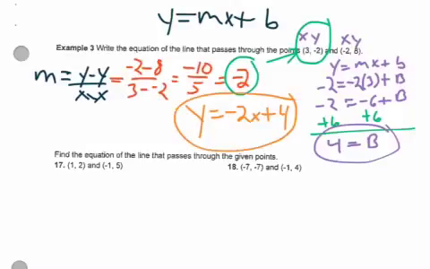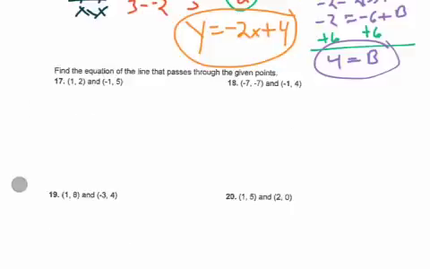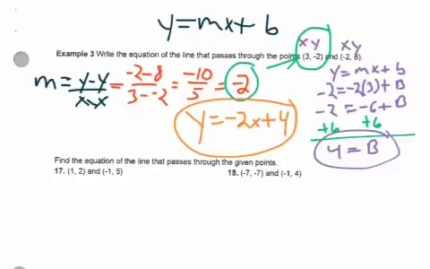Okay, so you're just going to basically do the same thing with all the rest of these. Do y minus y over x minus x, then substitute into the equation. So again, try as many of these as you can. And if you need more help, ask your teacher, or please feel free to check the answer guide.